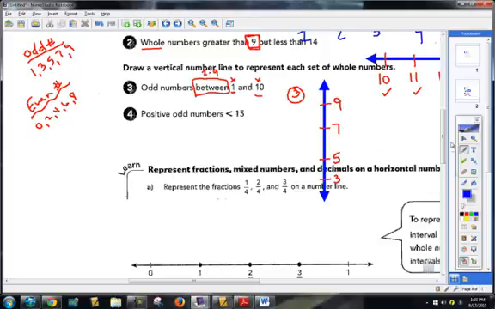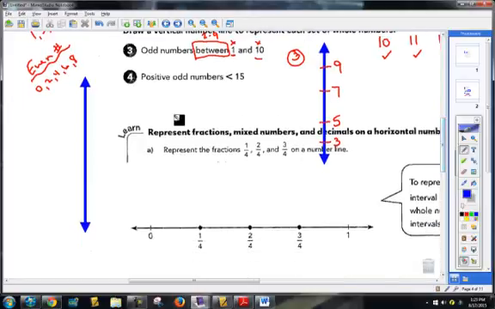Here we go. Let's do another one. Number 4 now. Again, try to find space. We're talking about positive odd numbers less than 15. You've got to know that that's a less than sign. So what's the first positive odd number smaller than 15? 13, 11, 9, 7, 5, 3, and 1.